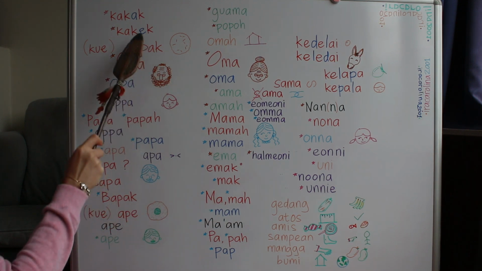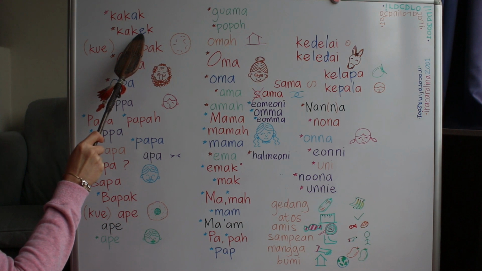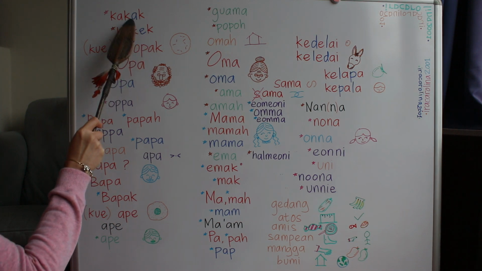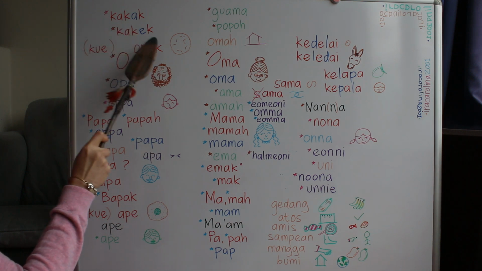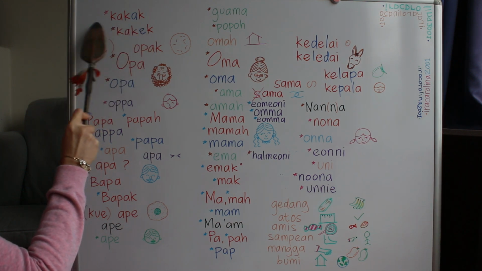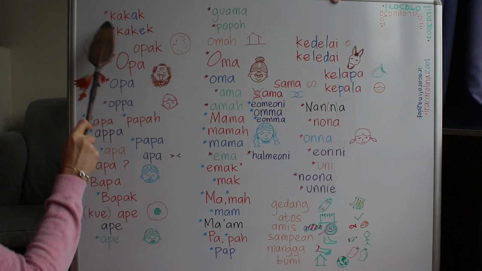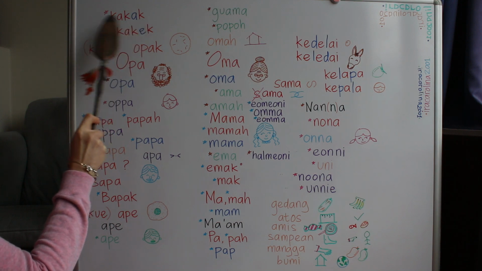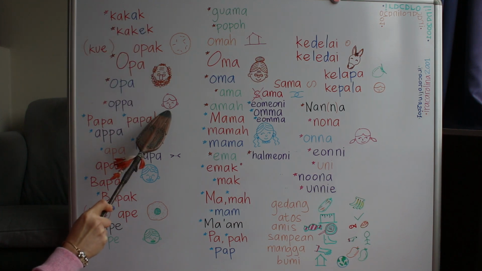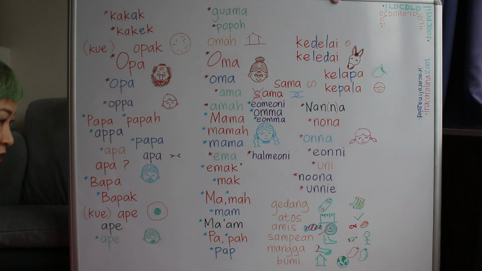But if you replace this E in English into A in Indonesian, instead of kakek it becomes kakak. Kakak is older brother, or can also be older sister, or a person that is old enough to be your older brother or your older sister. You call them kakak.